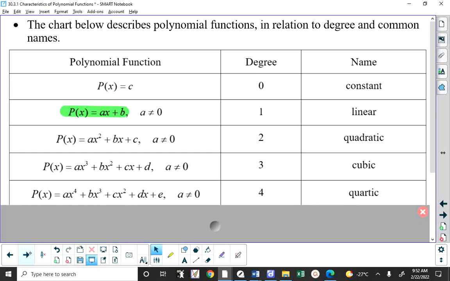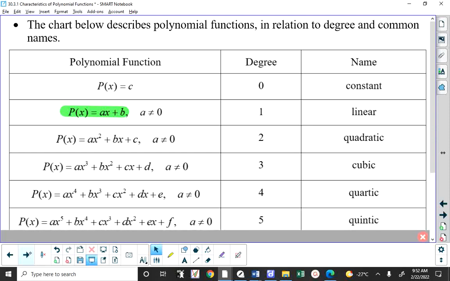A quartic polynomial function would be degree 4. And rather than writing a sub n minus 1, all that garbage, we can just write ax to the 4 plus bx cubed plus cx squared plus dx plus e. And degree 5 is called quintic. And I don't know that you would ever see the word quintic, but you might.